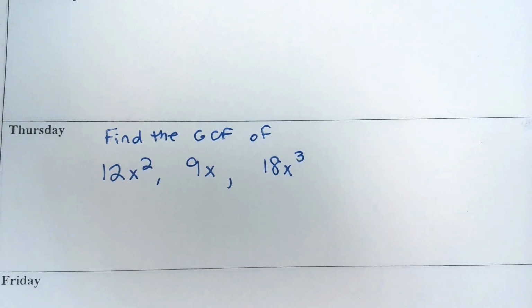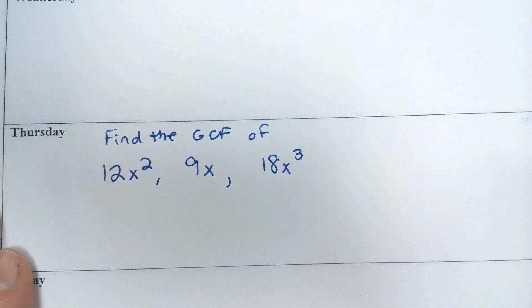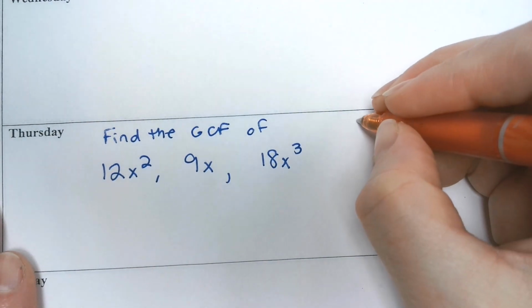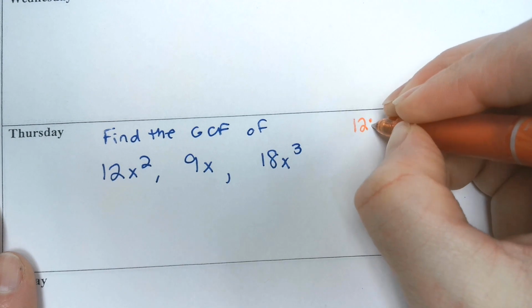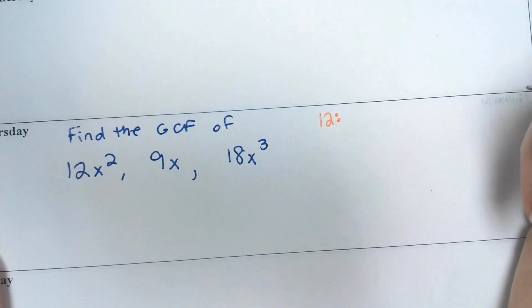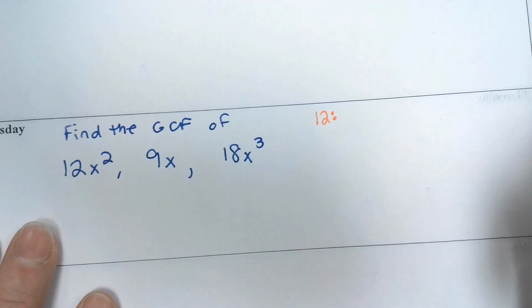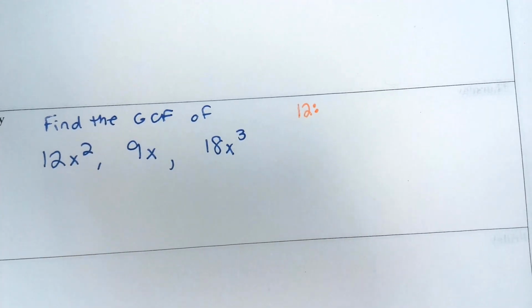Let's look at our warm-up for today. Find the GCF. To find the GCF, you need to list out all your factors. Listing out factors is going to help us with factoring in today's lesson. So you do want to have those factors listed.